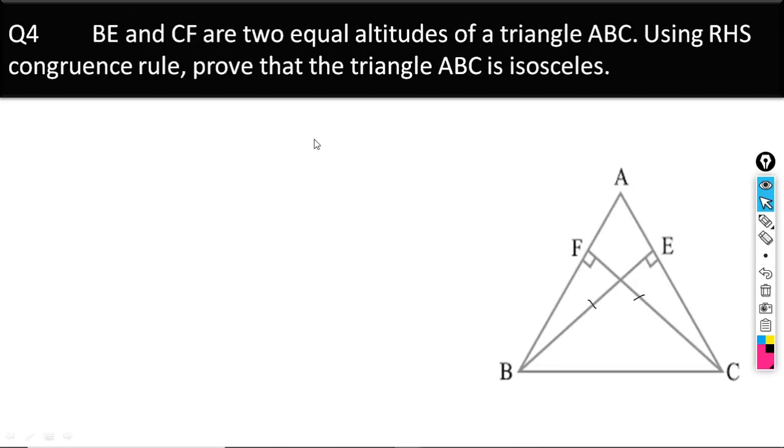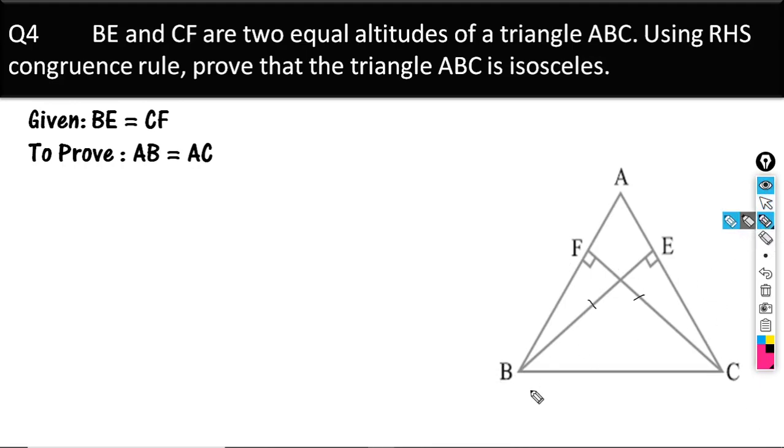We have one more question in this. BE and CF are equal altitudes of a triangle ABC. By using the RHS congruence rule, prove that this triangle is isosceles. For proving it isosceles, we have to prove the side AB is equal to AC, or as the second option, prove angle B and angle C are equal to each other. So for this, I am selecting a triangle, the triangle BEC, and second is CFB.